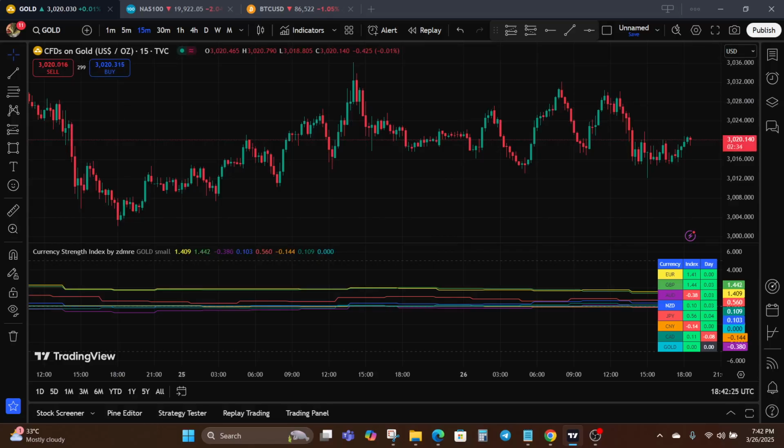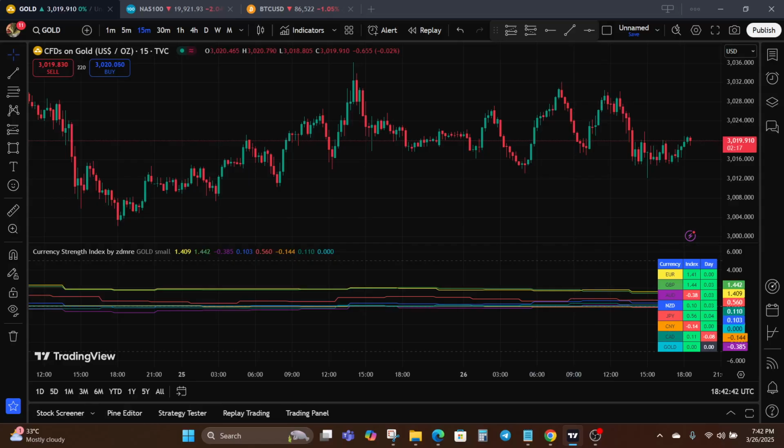All right. Remember that a positive value indicates bullish sentiment, while a negative value suggests bearish sentiment, right? The stronger the value, the stronger the currency, and all of that. Okay.